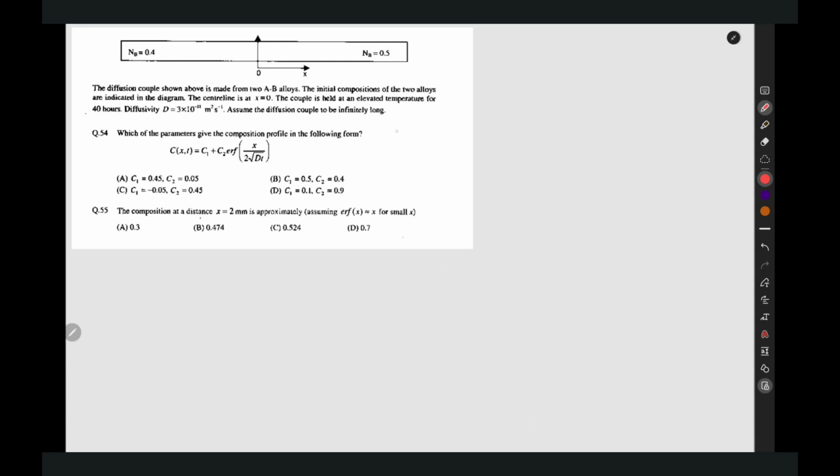This is GATE 2010 question. In this question, the diffusion couple shown above is made up of two alloys A and B. The initial composition of the two alloys are indicated in the diagram, that are NB equals 0.4 here and NB equal to 0.5 on the other side. The center line is at distance x equal to 0. So this is x equal to 0. The couple is held at an elevated temperature for 40 hours. Diffusivity is given. Assume the diffusion couple to be infinitely long.